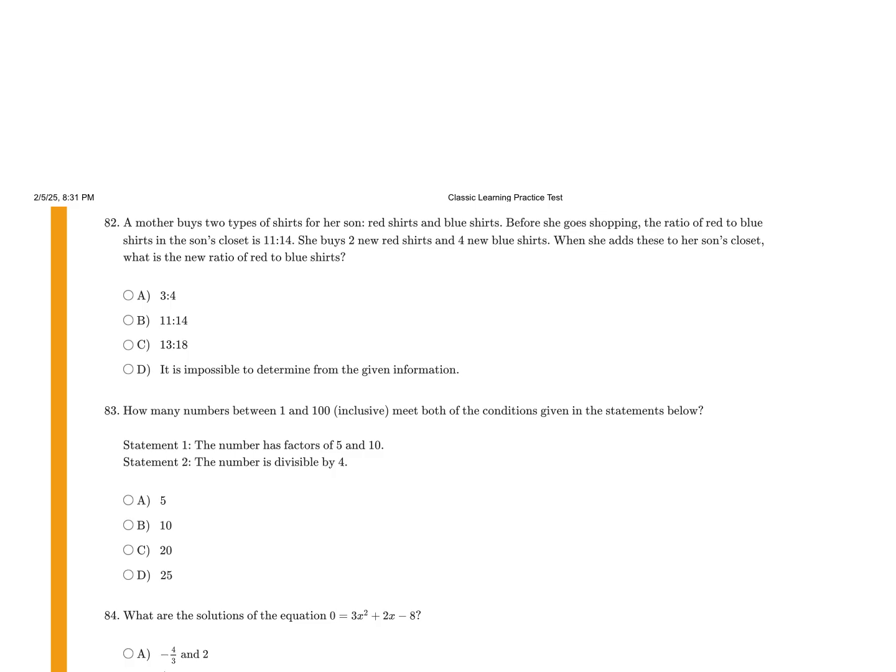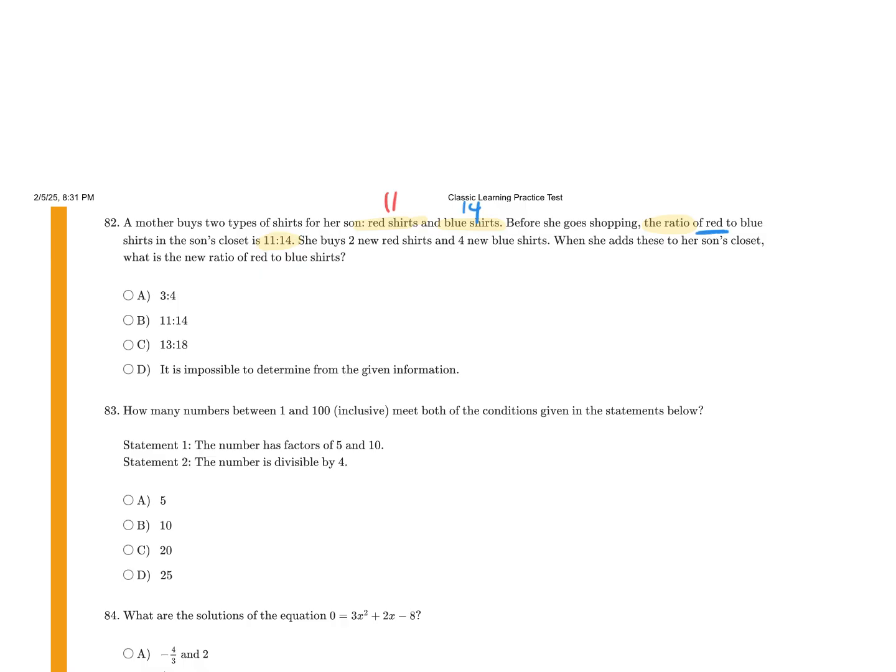Like we did in the previous problem, I'm going to go ahead and highlight the red shirts and the blue shirts and the word ratio. Those are things giving us a clue as to what this question is about. They give us the ratio 11 to 14. What that ratio means is that for every 11 red shirts, there are 14 blue shirts.